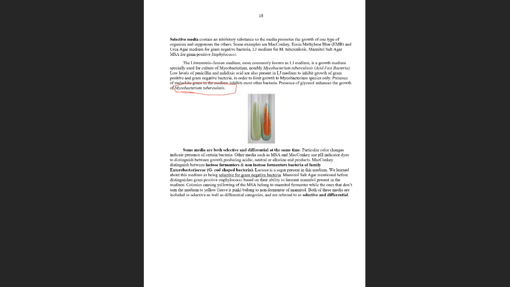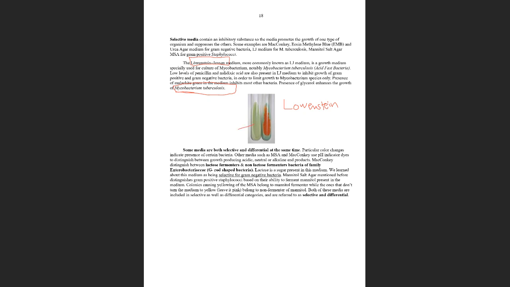And the full word for this is not written, so I will write it down. It's called Lowenstein. Write it down. Lowenstein-Jensen. It's in the beginning of the paragraph. Okay, very good. Lowenstein-Jensen, for short, we call it LJ.